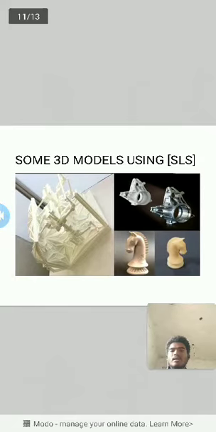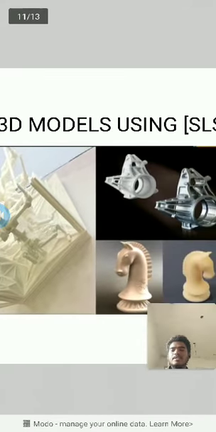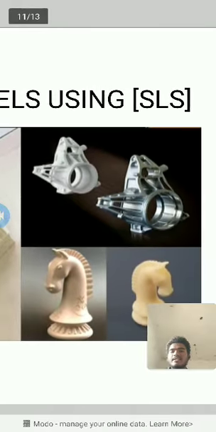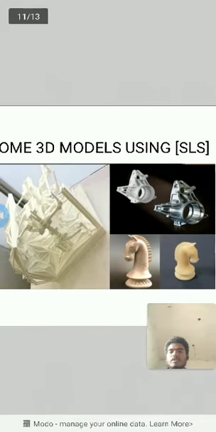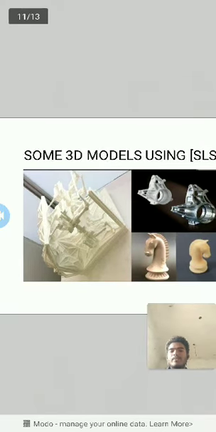These are some products, 3D models made by SLS technology. These products have more accuracy and good surface finish. And these products are more complex, but they are simply made by SLS technology.